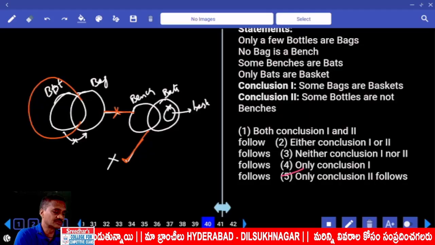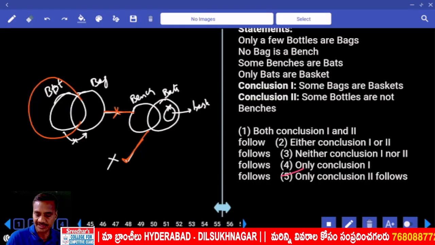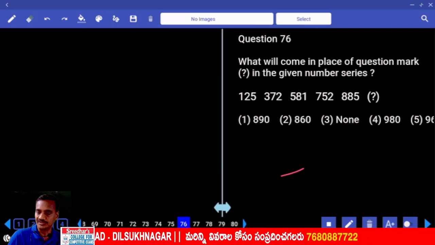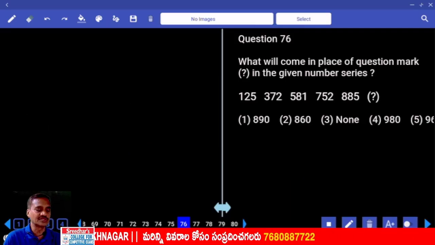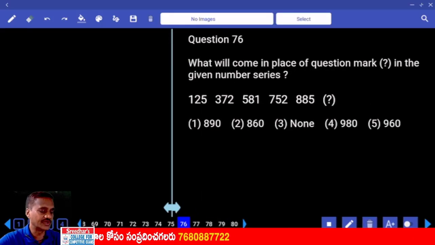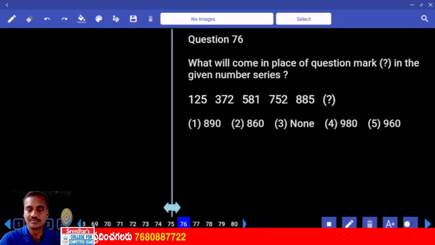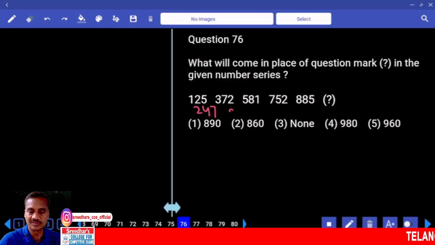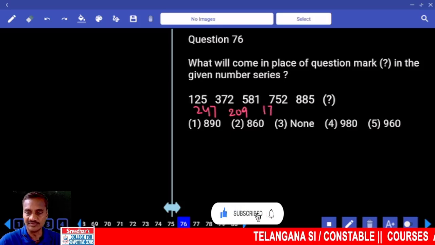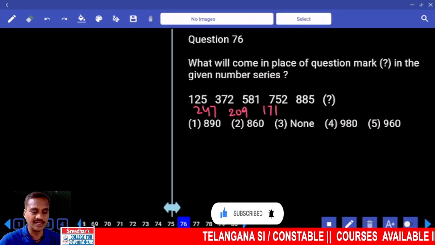Number series. Question numbers please. 76 to 80. Now in question number 76 to 80. Now here 125, 372. Tell me what is the difference between these two? 247. 372 and 581, what is the difference? 209. And 581 and 752, what is the difference? 171. And 752 and 885 difference?